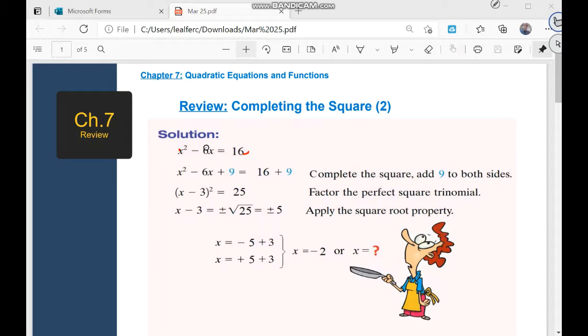If you have x squared minus 6x equals 16, you can apply the completing the square method. So find n, add n to both sides of the equation, factor out the perfect square trinomial, because this becomes a perfect square trinomial. You can factor it out and apply the square root property. This step here is to apply the square root property, and you're going to find two different solutions. One is x equals -5 plus 3, x equals -2.